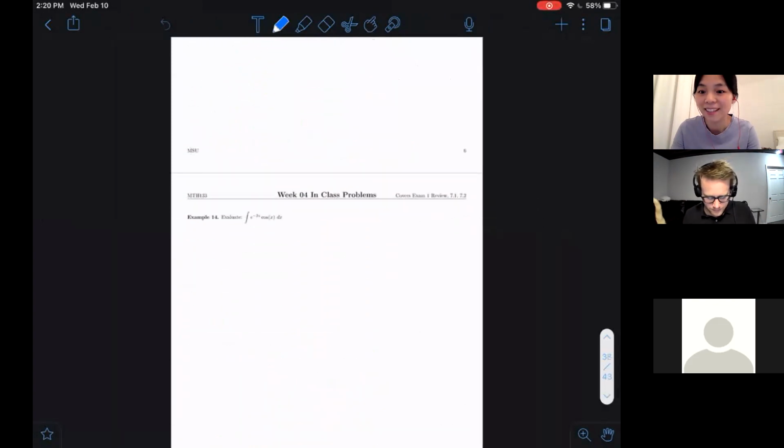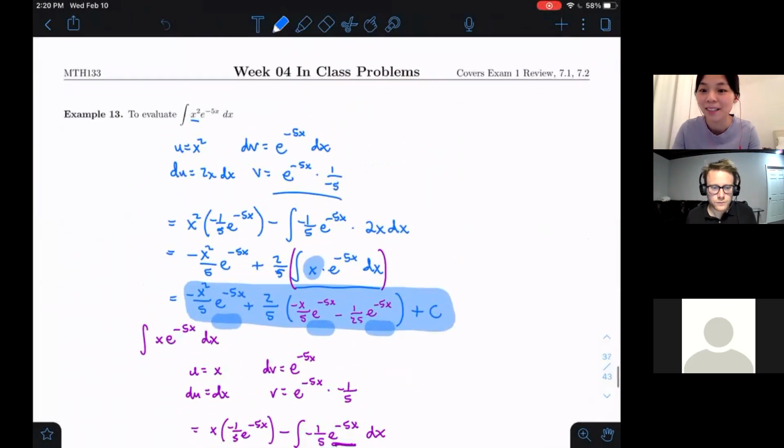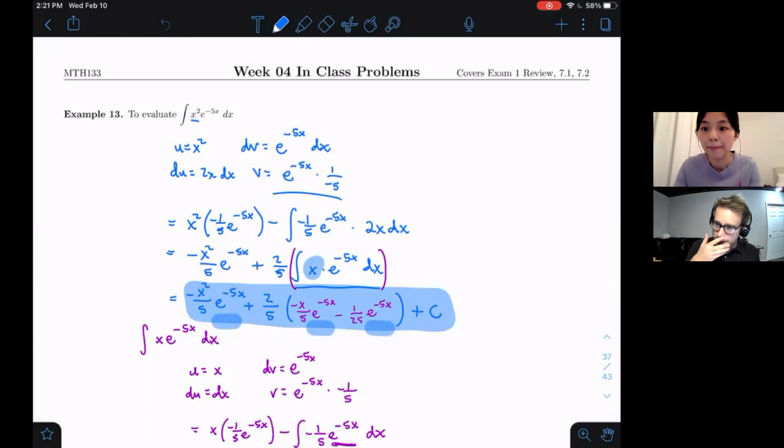Someone's asking, would they be marked down if they use integration by parts on tomorrow's exam? If you use integration by parts on tomorrow's exam, something has gone wrong. Like I mentioned before, integration by parts solves different types of problems than U substitution. So the types of problems that we're choosing for the exam, of course, don't have integration by parts on them. Many of them are probably solved with U substitution, and so they're meant to be solved with U substitution.